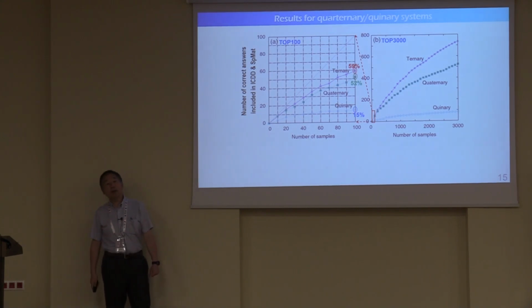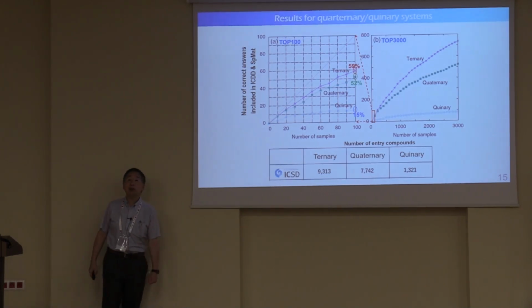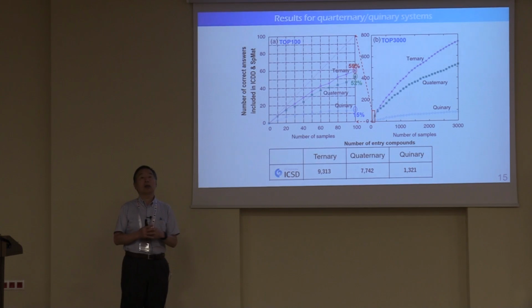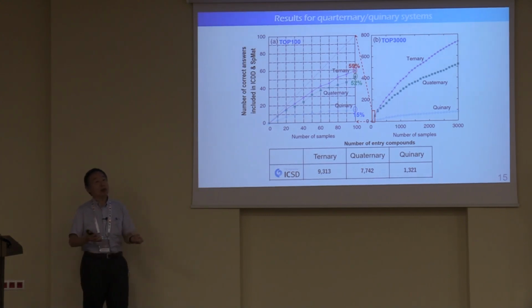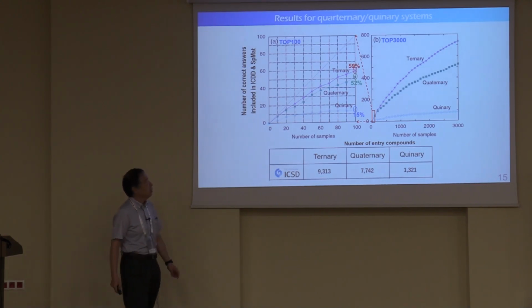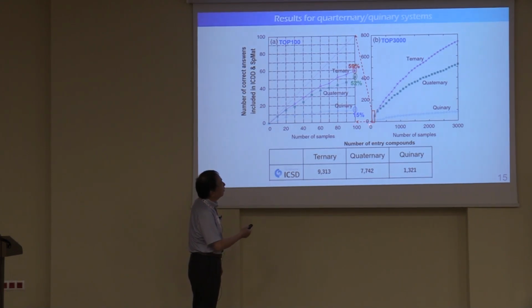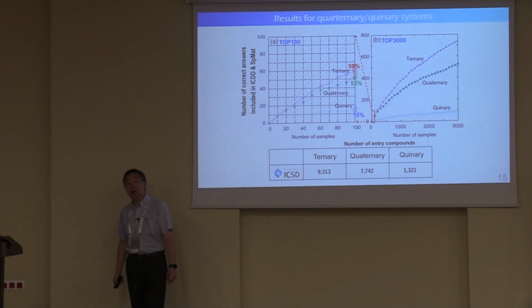We know the reason for that. It is because the number of input data is much smaller in the quinary system. People do not want to do such complicated experiments, because mixing up many elements to find some new material is very time consuming, so people do not do much experiment for the quinary system. They did more experiments for the ternary system. That's the reason why the quinary system data is limited. This is just up to top 100, but the tendency is more or less similar up to the top 3,000 ranking.